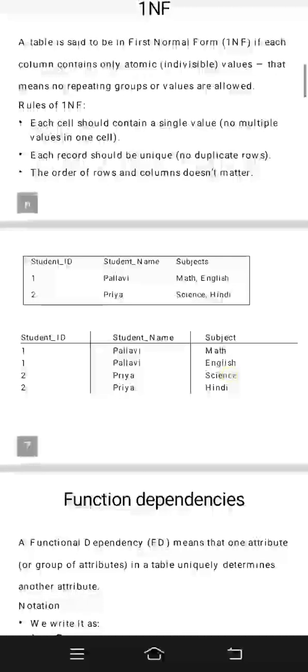Following table is in 1NF, that is student ID, student name, subject. Student ID 1 Pallavi math. Student ID 1 Pallavi English. Student ID 2 Priya science. Student ID 2 Priya Hindi.